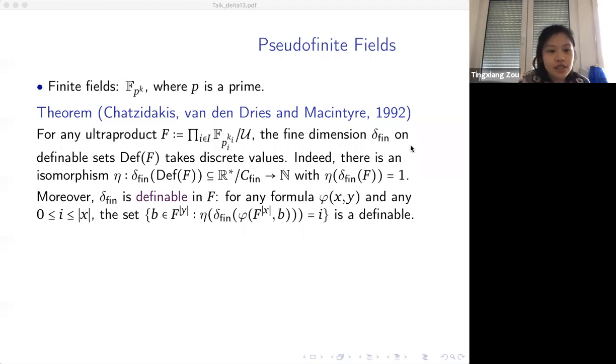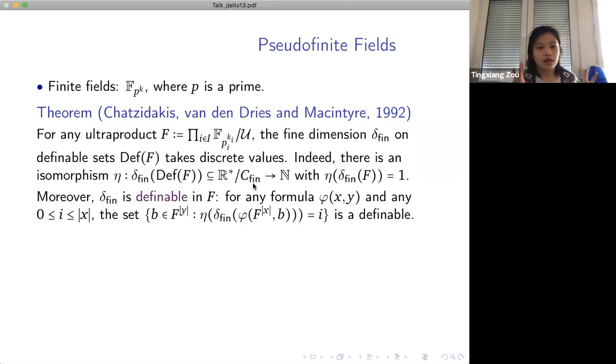And actually, there is an isomorphism eta which takes the image of the pseudo-finite dimension of all definable sets in this pseudo-finite field, which by definition lies in an abstract additive group, to the natural numbers. So now you can think of the dimension in pseudo-finite fields as taking natural numbers as values. And it takes the dimension of the whole field as one.